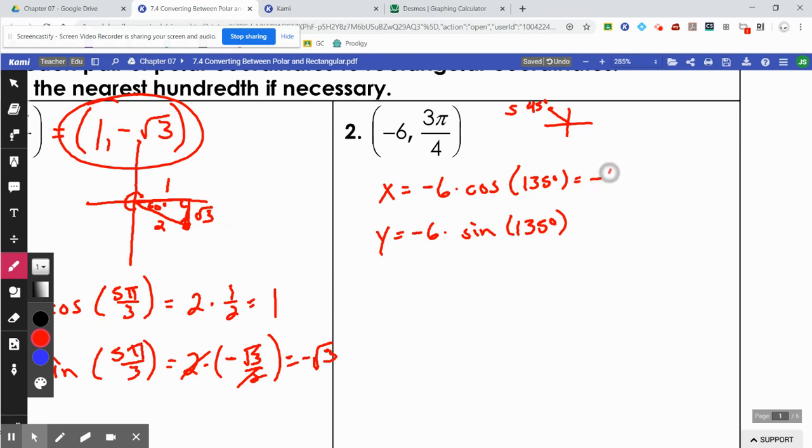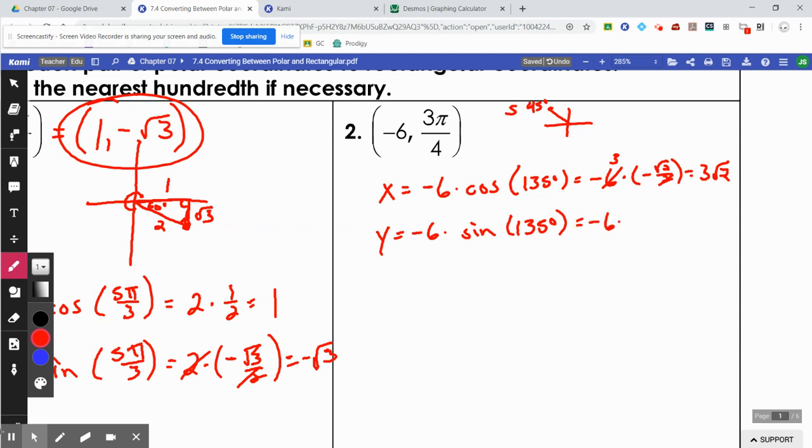So my cosine will be negative, so I have negative 6 times negative. And then your reference angle again is 45. Cosine of 45 is root 2 over 2. The 6 and the 2 reduce, leaves you with a 3. Negative times negative is a positive 3 root 2.